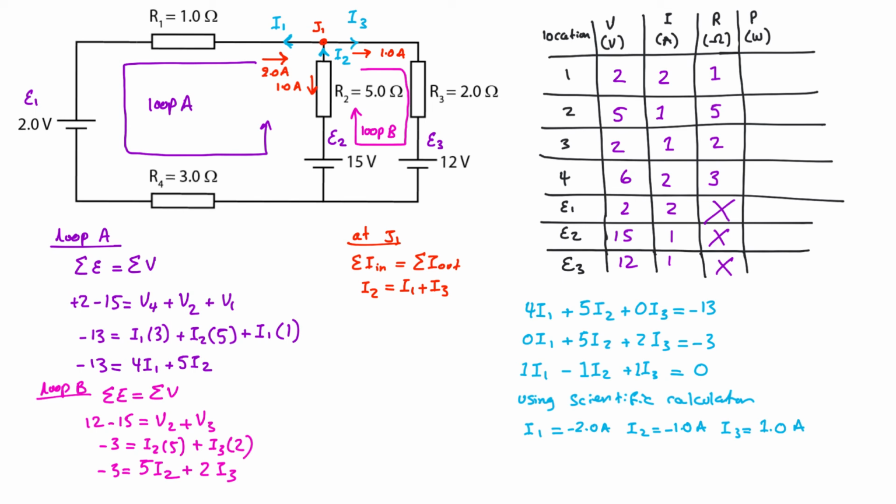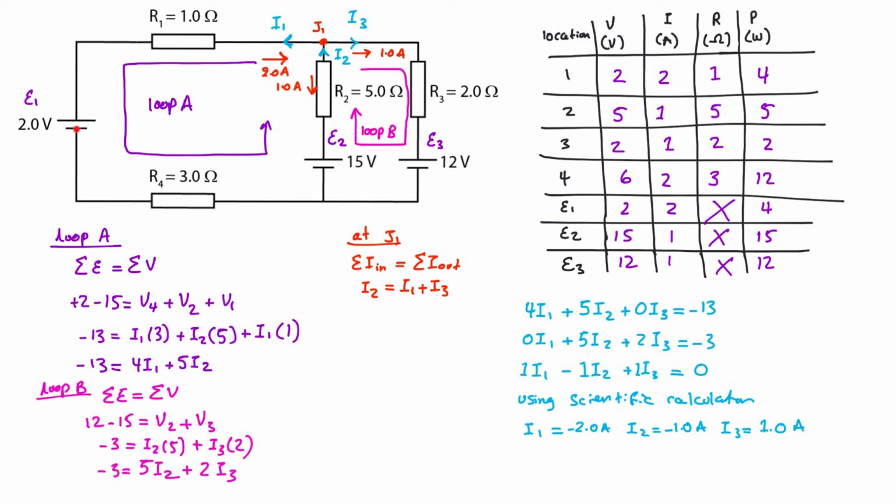Now you have to calculate the powers, and to calculate the powers, you multiply the potential difference times the current. 2 times 2 is 4. 5 times 1 is 5. 2 times 1 is 2. 6 times 2 is 12. 2 times 2 is 4. 15 and 12.